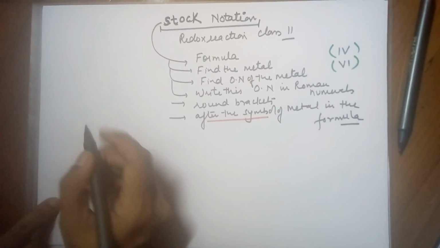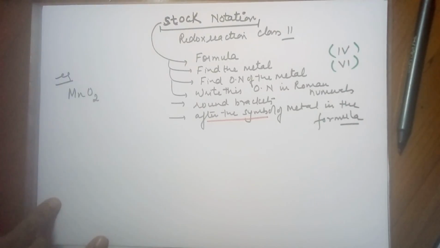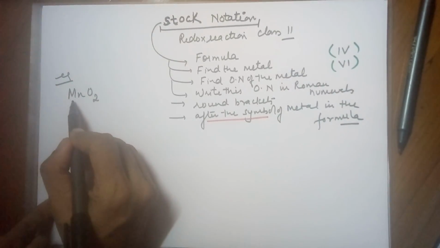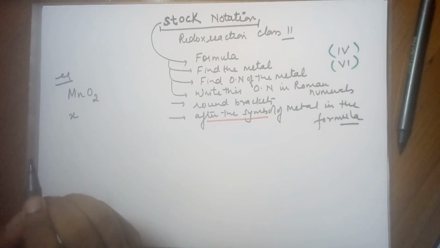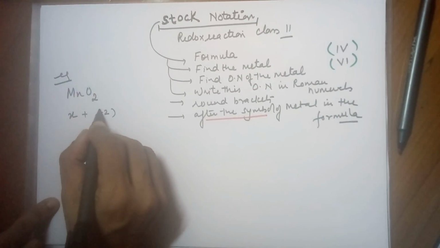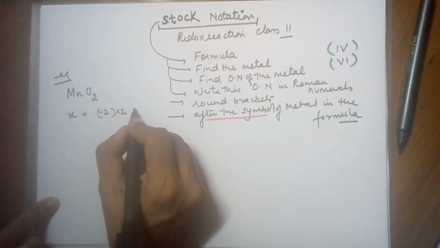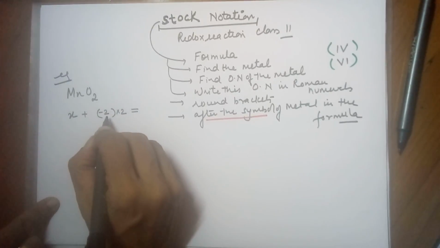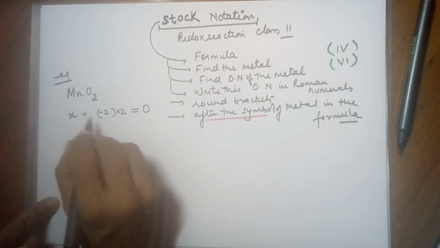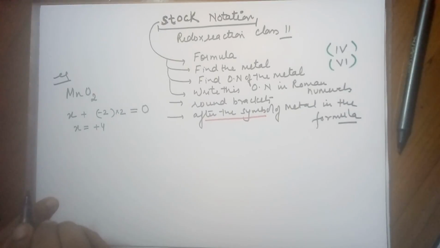The first example that I am taking is that of MnO2. As you very well know, the metal is Mn. To find out the oxidation number of Mn, how do we go about it? Let the oxidation number of Mn be X. Oxidation number of oxygen is -2 and it is 2 times, so multiplied by 2. Net, there is no charge on MnO2, so the total sum of all oxidation numbers has to be 0. From this, you can identify that X comes out to be +4.